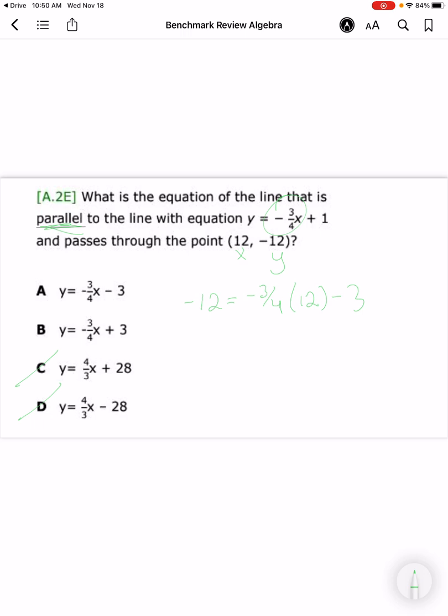I put that in my calculator. It's going to tell me true or false. If the answer is true, I would circle A. If it says false, then I would change the back to a +3. And if it says true, I would circle that. So anytime we have parallel and a point, we want to steal the slope and we want to use those points in our equation to see if they work.